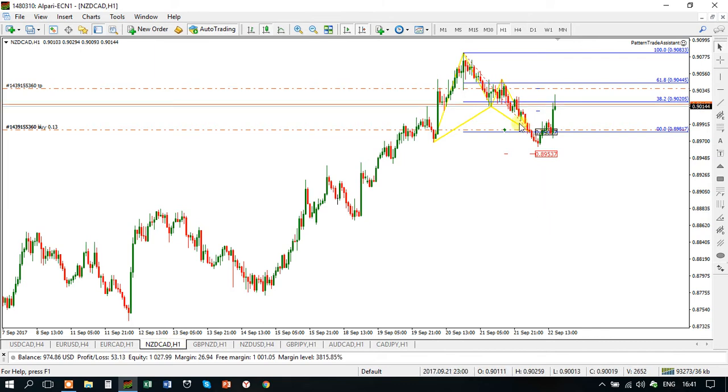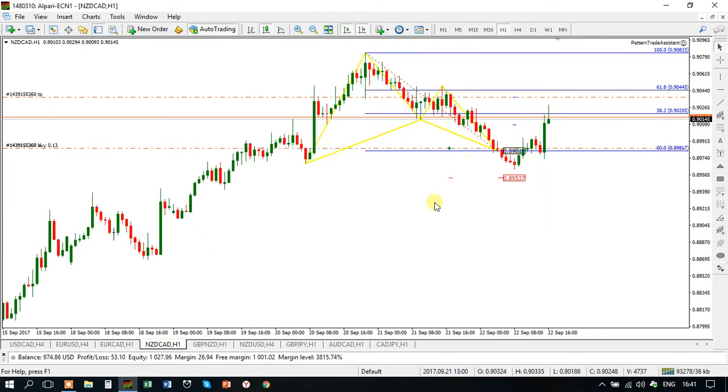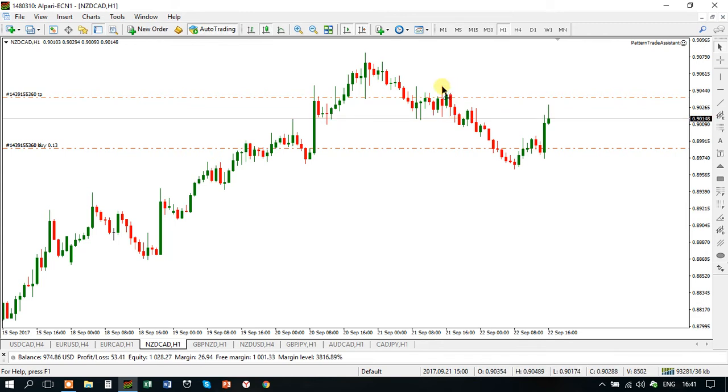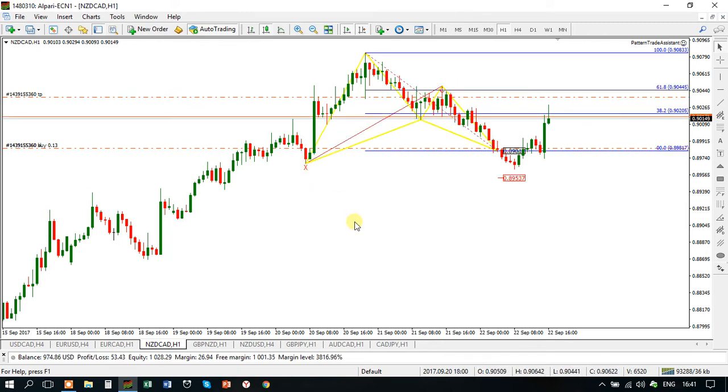Okay, New Zealand Canadian, it was set yesterday and it was found this way, from here to here, and the pattern set. So it hit the first target, it is already at break even. Hopefully it hits the second target of 55, but if it doesn't, well, if no, then no.